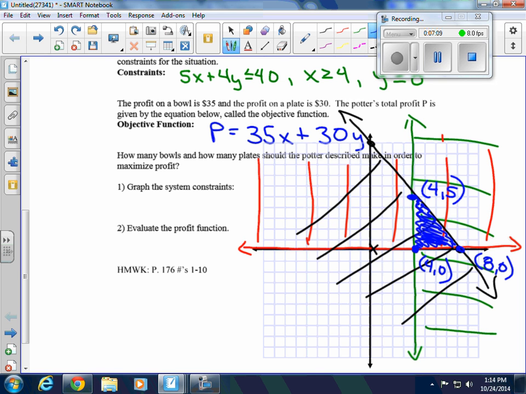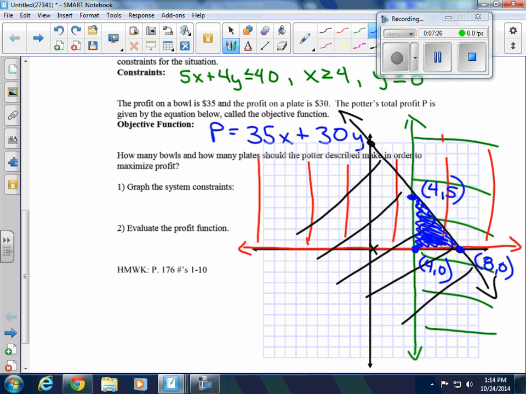So let's plug them in. If we plug it into our constraints here, 4 times 5 is 20, 5 times 4 is 20, and so that is the correct one. So it'd be 20 plus 20 is 40, so that is correct. So there are our 4 ordered pairs.